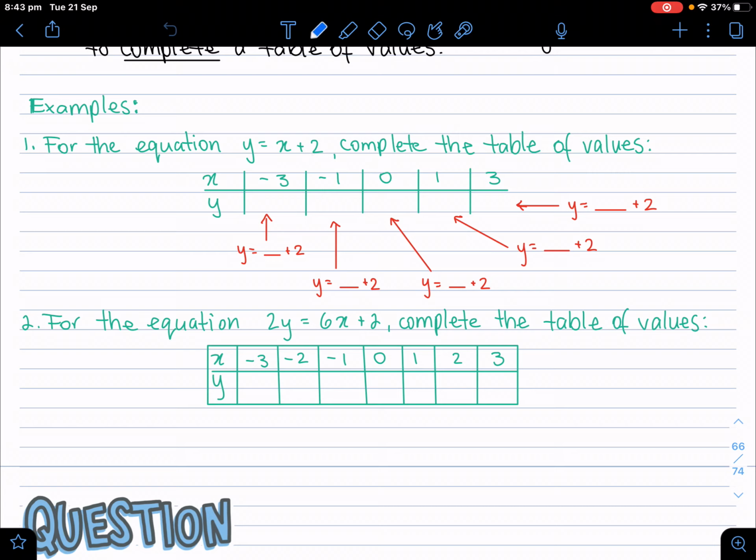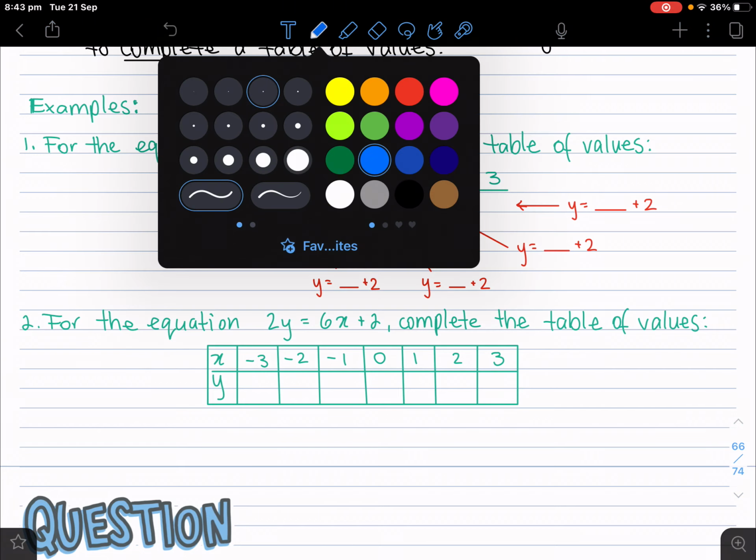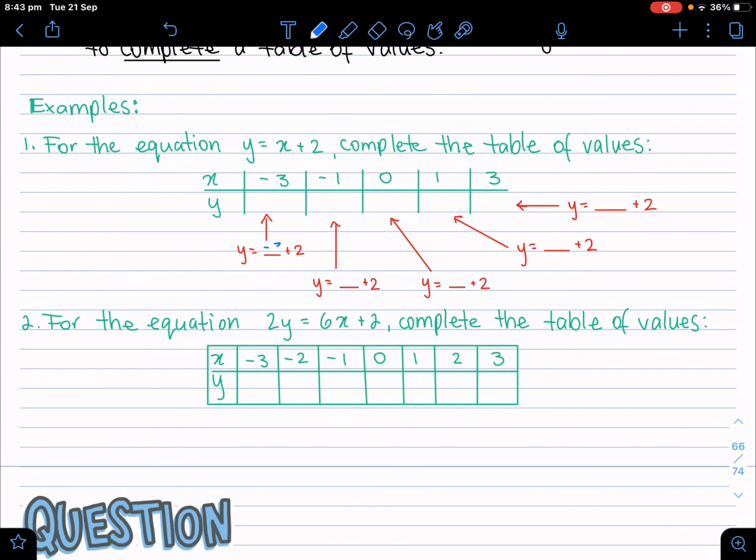So I've done a bit of working out underneath, and you'll see for the first one, y in that box is going to equal whatever x is plus 2. And x there is negative 3. So if we chuck that in, negative 3 plus 2 is negative 1.